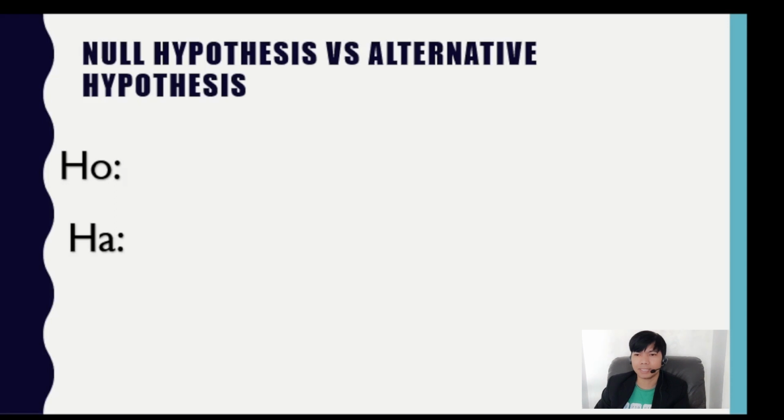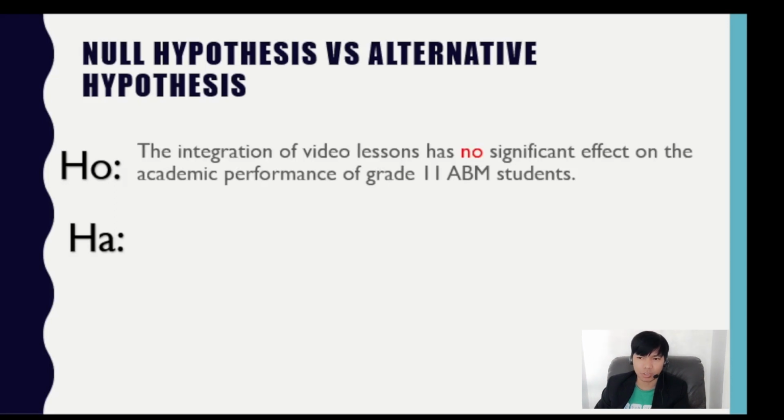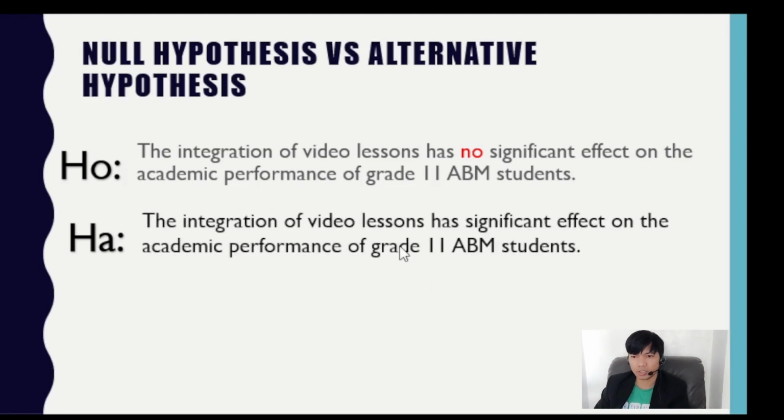The null hypothesis can be stated as: the integration of video lessons has no significant effect on the academic performance of grade 11 ABM students. Now, the opposite of this statement would be: the integration of video lessons has significant effect on the academic performance of grade 11 ABM students. So this is what we're trying to prove, that the integration of video lessons results in a significant improvement in the academic performance. On the other hand, the alternative hypothesis posits that there's a real effect and video lessons have significant impact on improving the academic performance of the students.